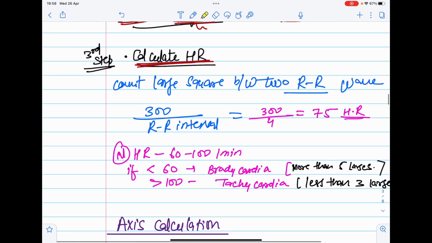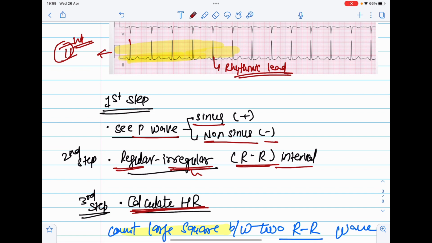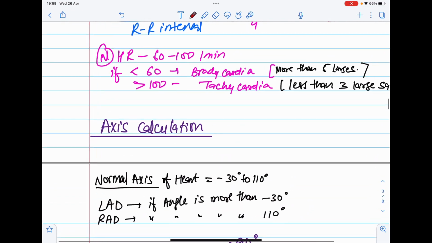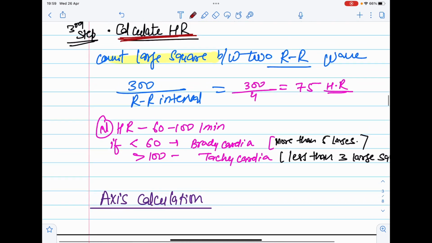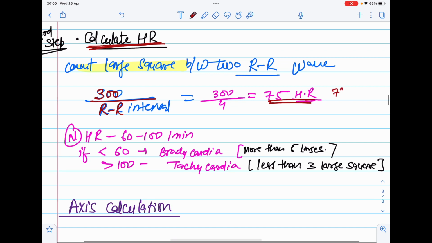So how to calculate heart rate? For heart rate we must count the large squares. Like, what is the number of large squares between two RR intervals? If here I go, this is R, this is R. Now, third step, I am calculating this RR interval. 1, 2, 3, 4. Approximately 4 large squares are there. So what I will do, I will divide by 300. This is the formula: 300 divided by the RR interval. So 300 divided by 4, that is 75. According to that ECG, the heart rate is 75 per minute.